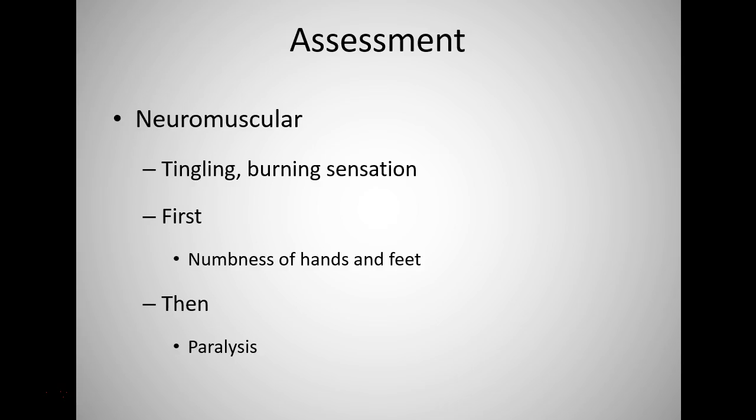You're also going to do an assessment on neuromuscular. You'll find that they will possibly have a tingling, burning sensation in their hands and feet, which is where you'll check first. And then when potassium levels get extremely high, that's where it causes paralysis, which is a weakening of all the muscles. And remember, the heart is a muscle. And remember, the intercostal muscles are what help control the breathing. So if paralysis sets in, that's where you eventually get the asystole.